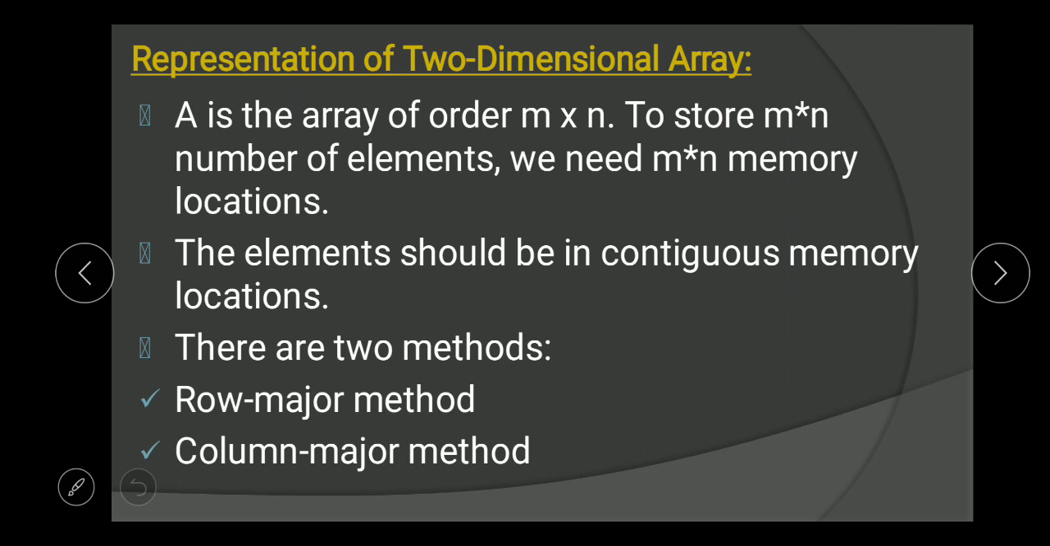Representation of a two-dimensional array. A is an array of order m cross n. M is rows and n is columns. To store m cross n elements, we need m cross n memory locations, right? That is, multiplying rows and columns, we get the order of the matrix. By that, we know the memory locations of the elements. The elements should be in contiguous memory locations. There are two methods: row major method and column major method.